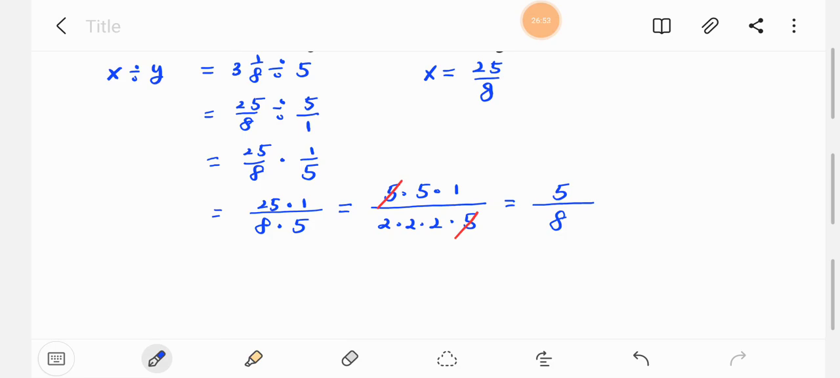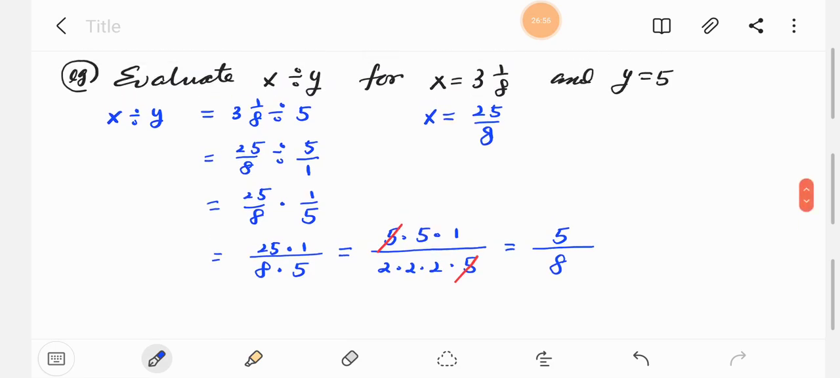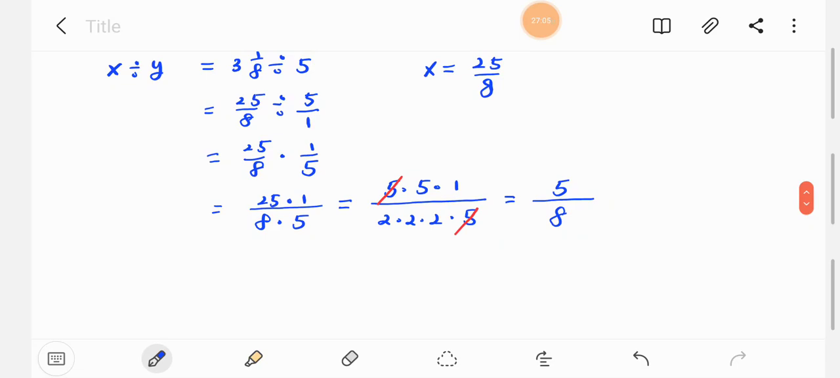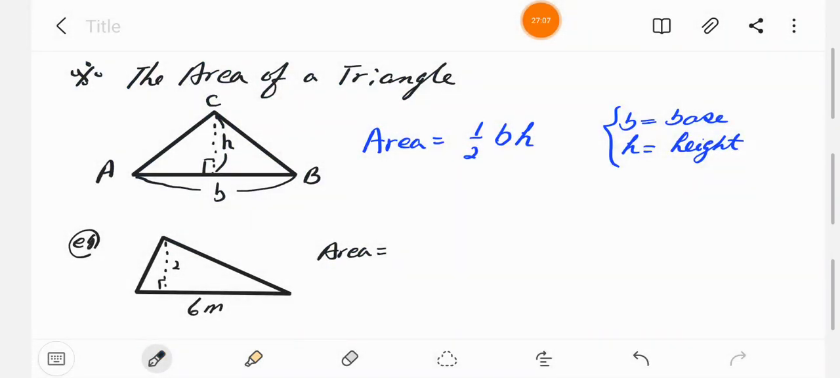Okay, so this is how we evaluate fractions, division expression, that is a division. Okay, then let's try application problems. This is a very important formula, the area of a triangle.